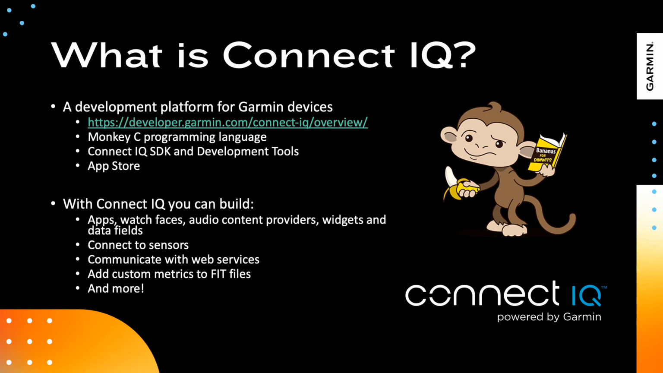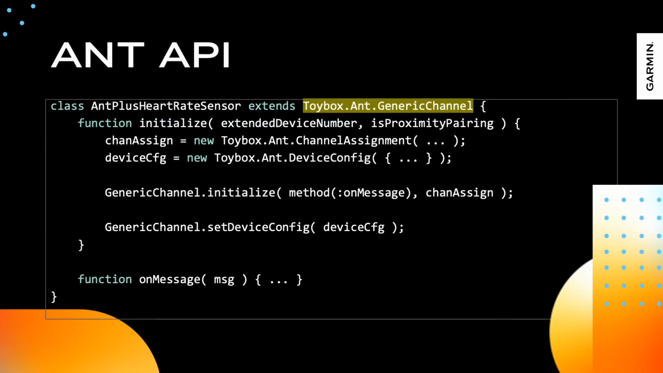For this presentation, we'll be focusing on how to hook your CIQ apps up to Ant and AntPlus using the Ant APIs. There are two different Connect IQ APIs that let you leverage the power of Ant in your application. These are the Ant and AntPlus APIs. We'll be starting with the Ant API.